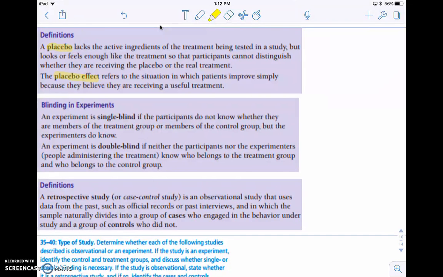Now, the placebo effect refers to the situation in which the patient improves simply because they believe they are receiving a useful treatment. So even though they may be just getting a sugar pill, they don't know whether they're getting the sugar pill or not. And that placebo effect is what we see happening when people receive a treatment that they feel is going to improve their condition.